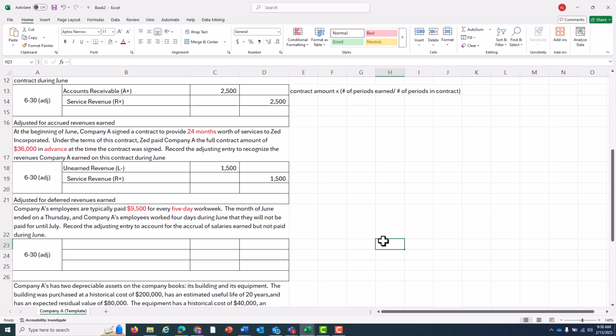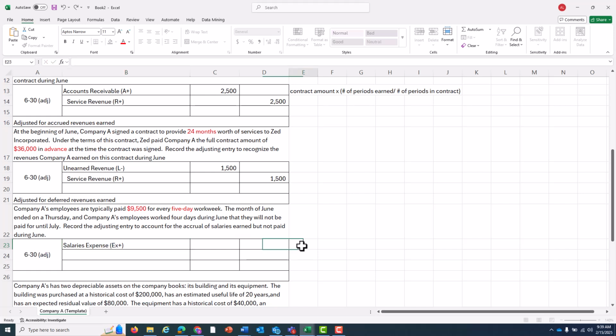And if the month ends in the midst of a work week, you would prorate out the portion of that they've actually earned. Well, the month of June ends on a Thursday, and Company A's employees worked 4 days that they have not been paid for yet because they're not getting paid until July. So we're assuming July 1st is payday. Well, even though July 1st is payday, we can't put that full salaries expense, which I'll throw into my debit spot, on the books right now, in July, because not all of it actually happened during July. We've got to figure out what portion of it happened during June so it can go on June's books.